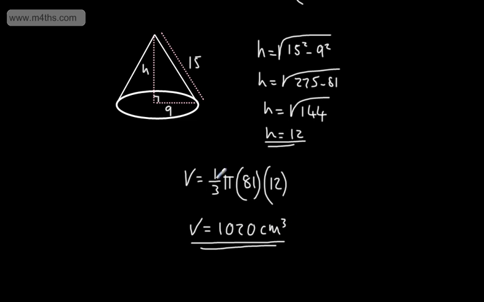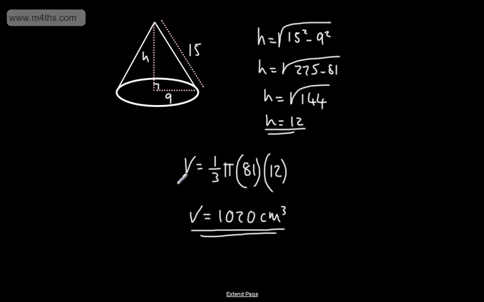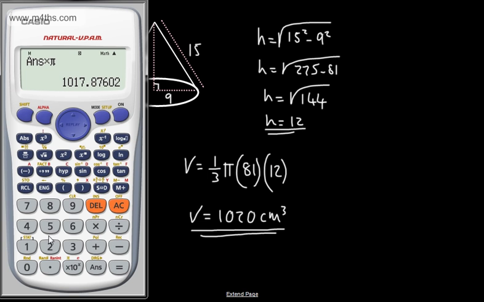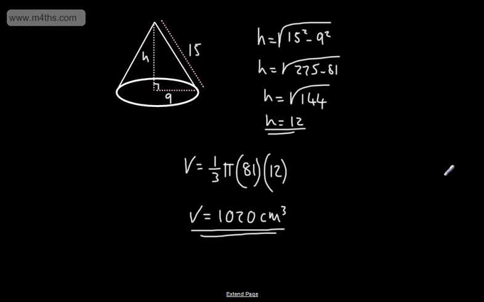If you wanted here, you could cancel the 12 and the 1/3. So if we do that, we can say that this is simply going to be 4 times by pi, and then we're going to multiply that by 81. So depending on how confident you are with your work with fractions, you can go ahead and do that, and that gives us this value right here.